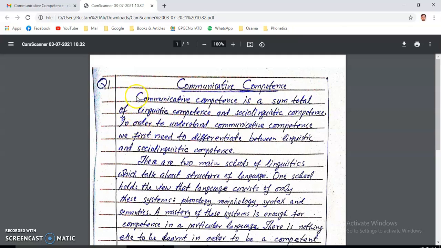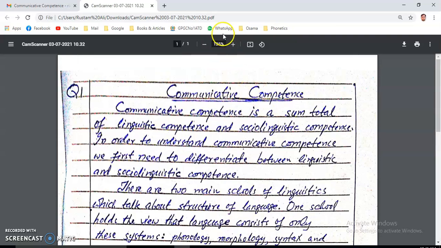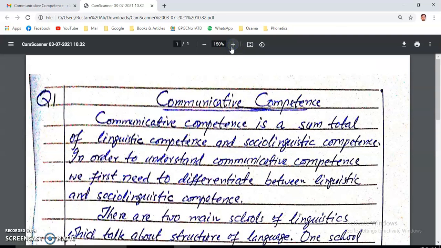As you can see, from line number 1, 2, 3, 4 and 5, these 5 lines constitute one paragraph, and this is the second paragraph. I haven't left any vertical space between the lines, I have just given indentation. Some space should be left blank. Now see, communicative competence, I hope it is visible to you. If it is not visible, you can enhance video quality by going to the settings button.